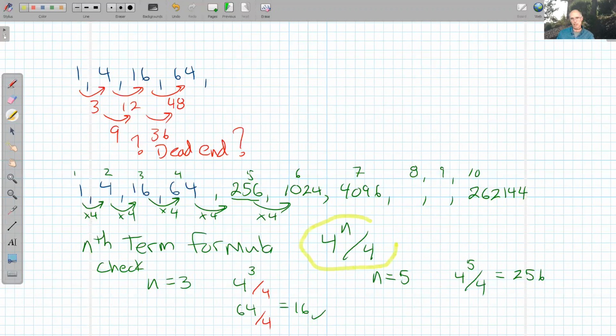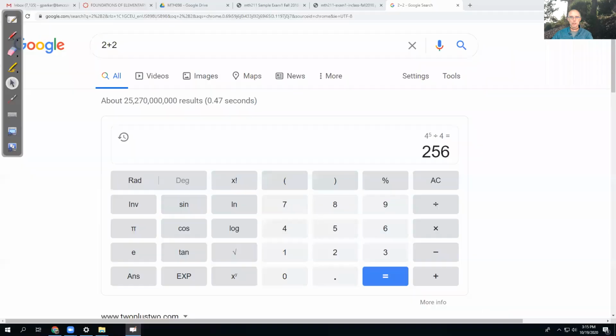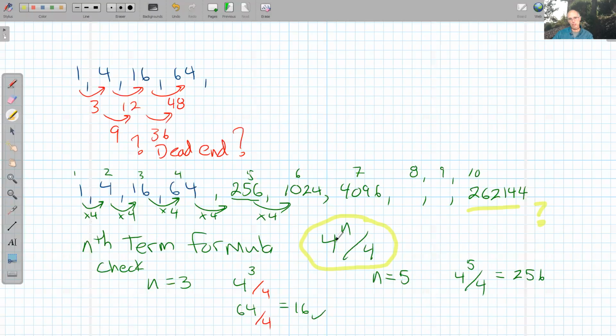And I want to double check that, see if it gives me the same 10th one. Calculator, so find ways to double check wherever you can. 4 raised to the 10th power, and then, oops, that's not the raised to the power button. There we go, raised to the 10th power, and then divide that by 4, and I get 262,144. Okay, so it looks like this formula is working out.